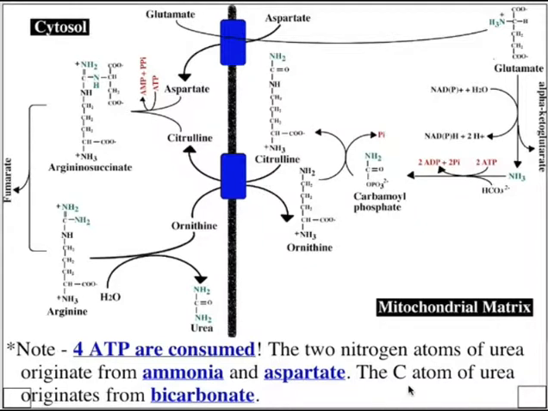2 nitrogen atoms of the urea come from the ammonia right here and from the aspartate, and eventually here we have both of those. The carbon that is on the urea molecule came from the bicarbonate that reacts with the ammonia here. All right, that is the urea cycle in a nutshell, and now we have a better idea of what happens to that ammonia that is produced when protein is deaminated.